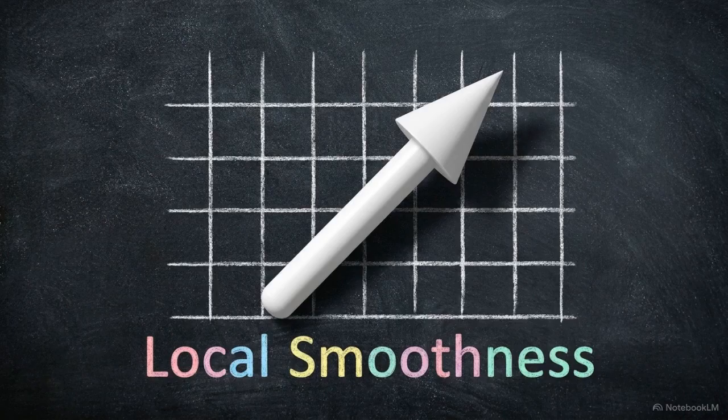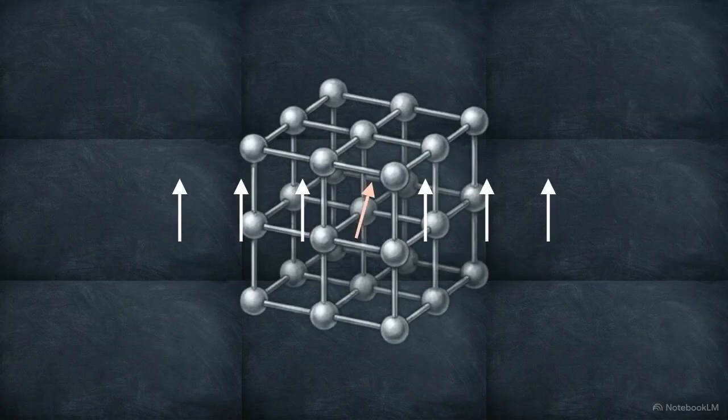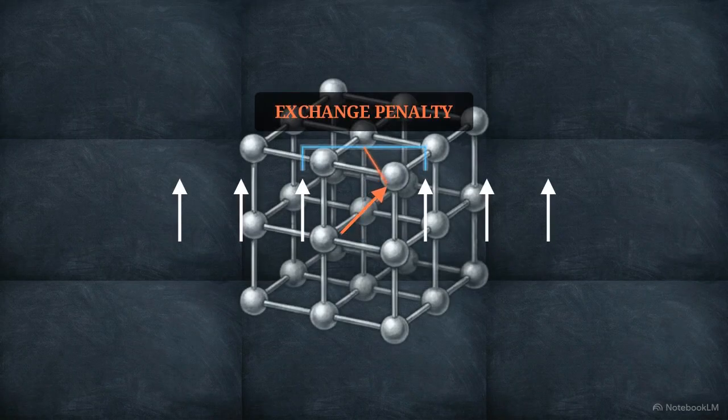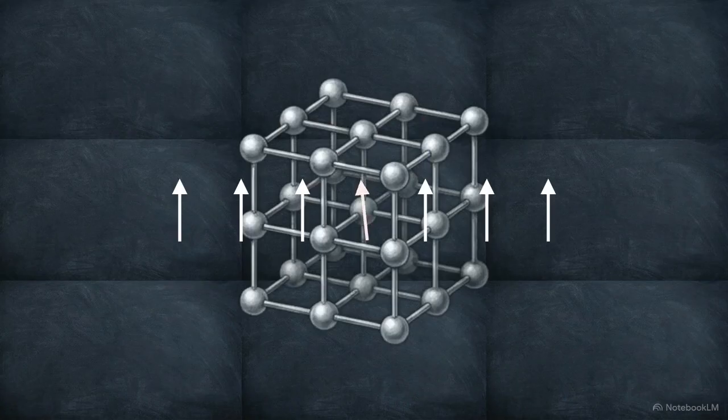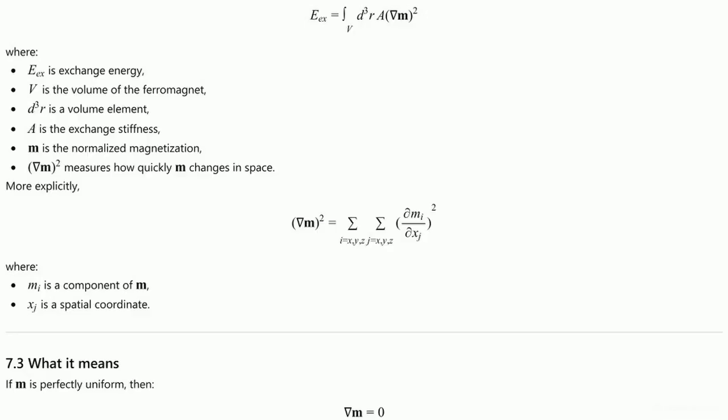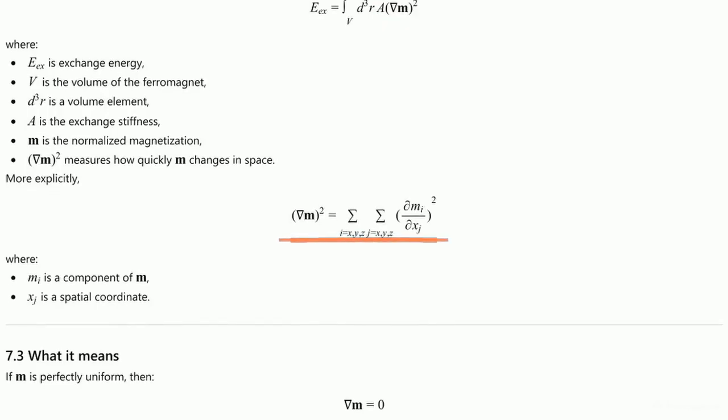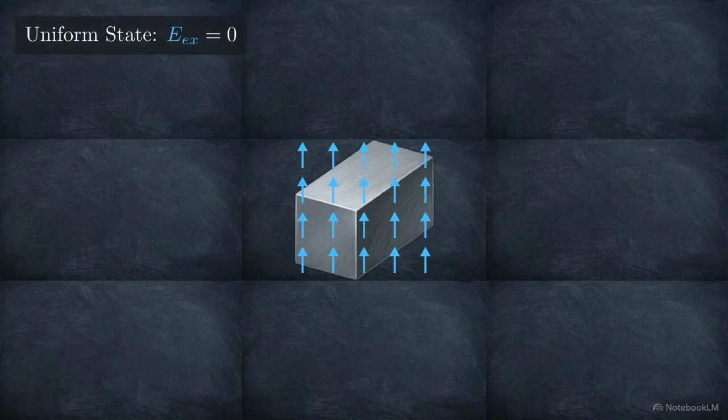The first term driving the system is exchange energy. Arising from the Pauli exclusion principle and Coulomb repulsion, it acts as a strict penalty against spatial variation. It demands local smoothness. Looking at the integral for exchange energy, the cost is calculated using the square of the spatial gradient. This mathematical form means the system measures the local curvature of the vector field and aggressively punishes sharp bends or rapid changes in direction. If exchange energy acted alone, the material would be perfectly uniform.